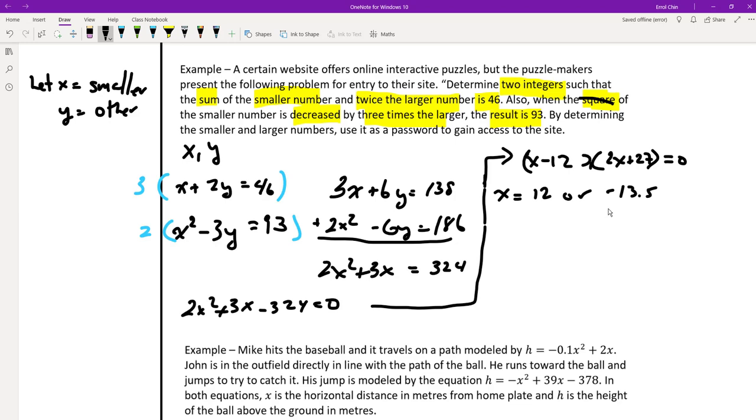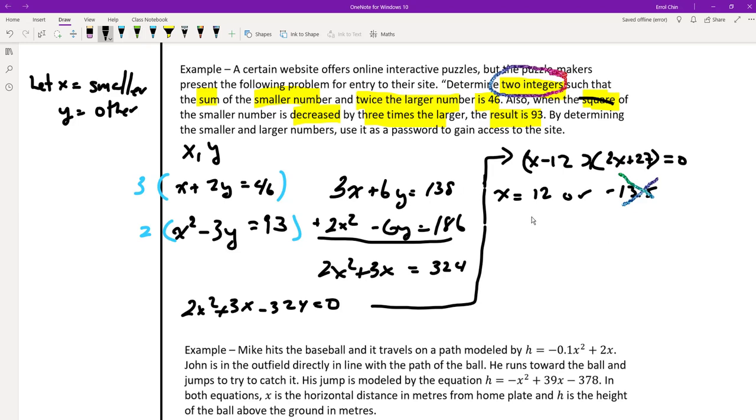What's going to happen is it's like 12 or negative 13.5. But here's the key. The key says that it has to be integers. That has to be integers. Well, is 13.5, sorry, negative 13.5, is that an integer? No. So that is called an extraneous root. There is no such thing as 13.5. Decimals are not integers. Okay?